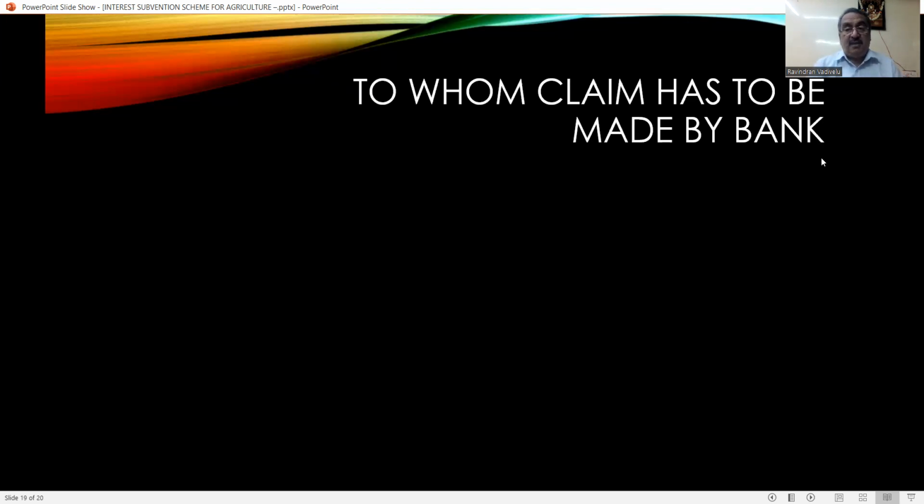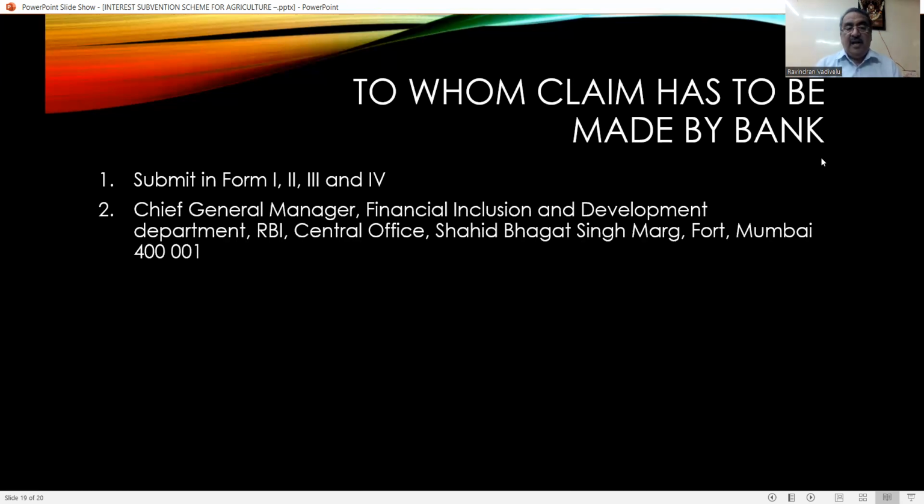To whom the claim has to be submitted: normally, to whom do the bankers have to submit the statement? They have to submit all the claims in Form 1, 2, 3, and 4. Everything has to be signed by the statutory auditor as true and correct. And the banks have to submit this to the Chief General Manager, Financial Inclusion Development Department, RBI, Central Office, Shahid Bhagat Singh Marg, Fort, Mumbai 400001. For this, the claim has to be made.